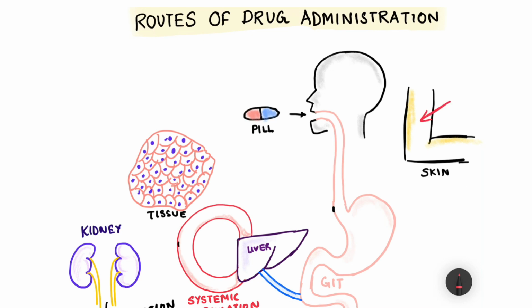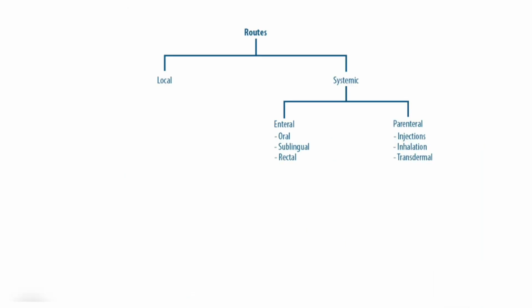So maybe we can put an injection directly into your arm, and by that method, we can put antibodies or proteins like insulin into your body, right? So that brings us to the idea of routes of drug administration. Now, routes of drug administration can be either a local route or a systemic route of drug administration.